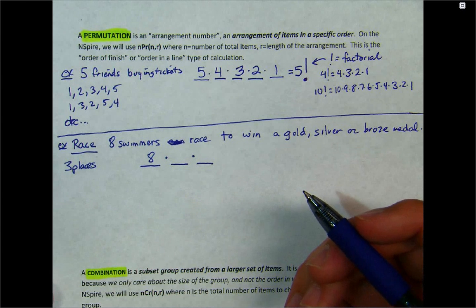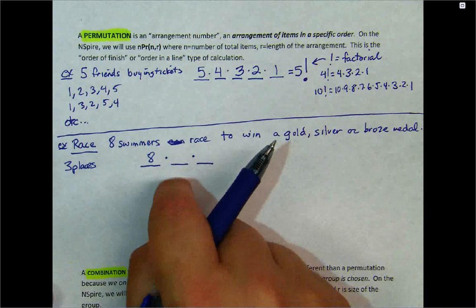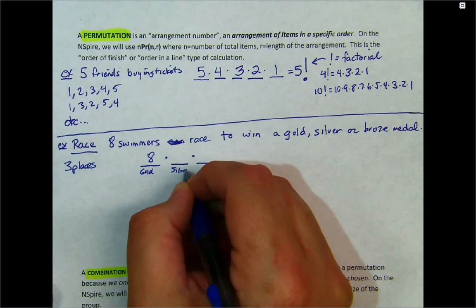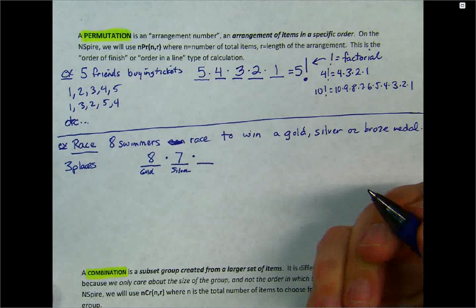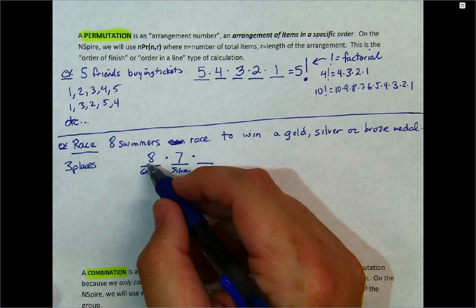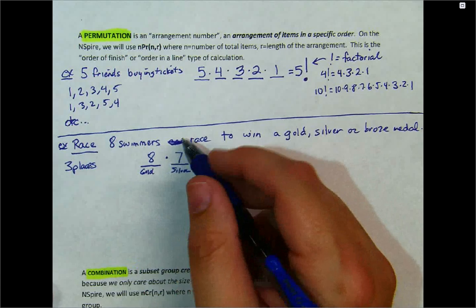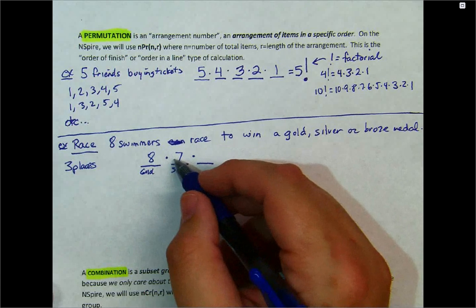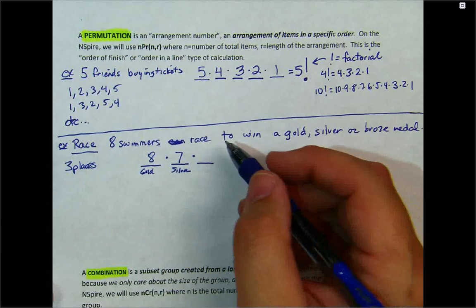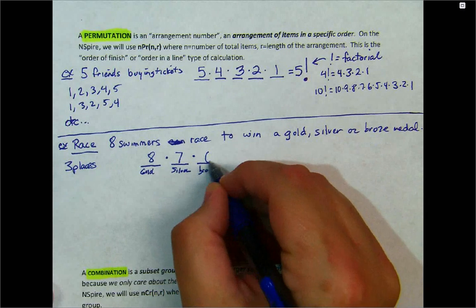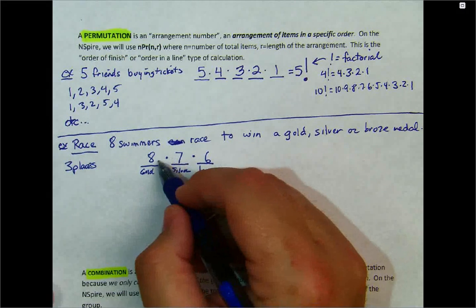So how many people are left to win? That's gold: 8. And then silver would be 7 because that person already finished the race. Now there's 7 people swimming. Now the person who finishes second finishes. There's still 6 people swimming. So how many people can win the bronze? 6. And so all we would do is 8 times 7 times 6.